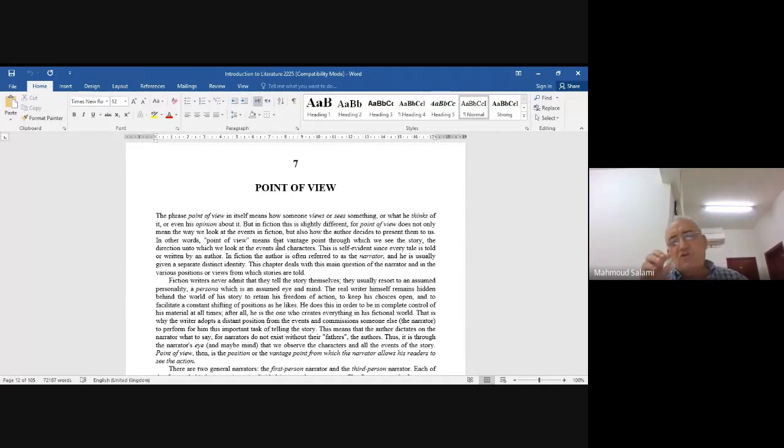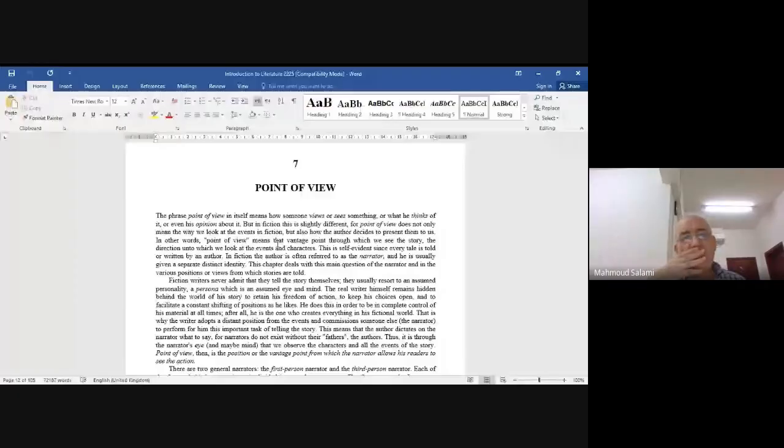But in narration, really, point of view is how we readers see the novel, how we see the story. How do we see it? We see it through a character's eye, or the writer's eye, or someone else's eye, and so on. So really, this is what we mean by point of view. It means how the action is shown to the reader. That's what we call point of view. How we readers see the story.